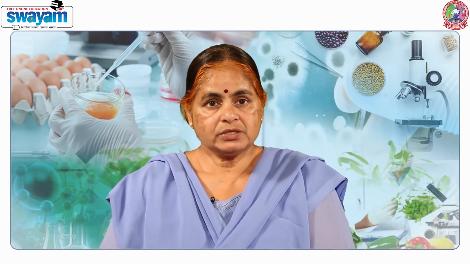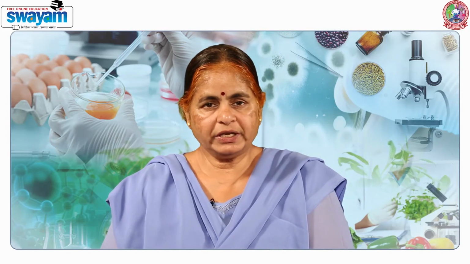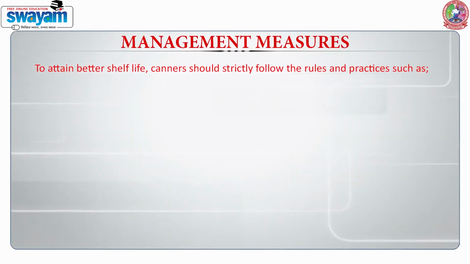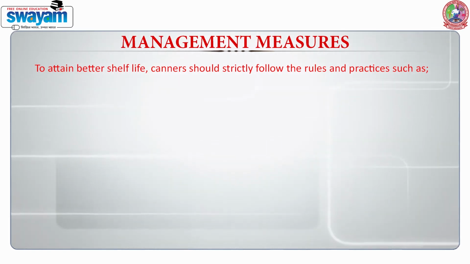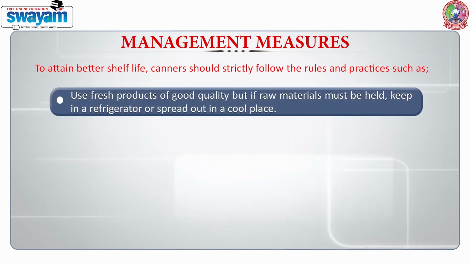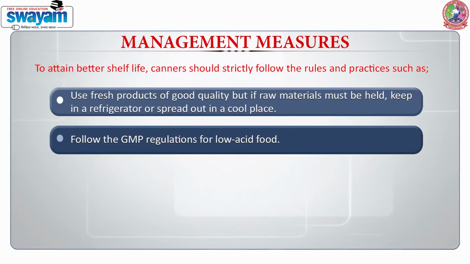So students, let us know what management measures are to be taken for an effective canning process. To attain better shelf life, canners should strictly follow the rules and practices. Some of these include use of fresh product of good quality, and if the raw material is to be held, it should be stored at a refrigerated temperature or spread in a cool place. GMP regulations should be followed for low acid food.